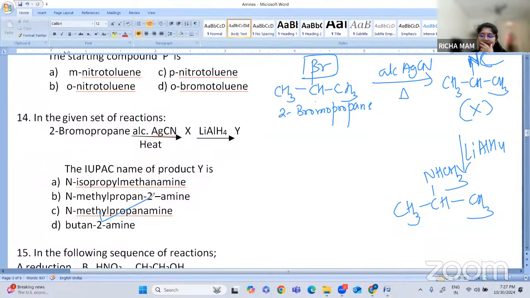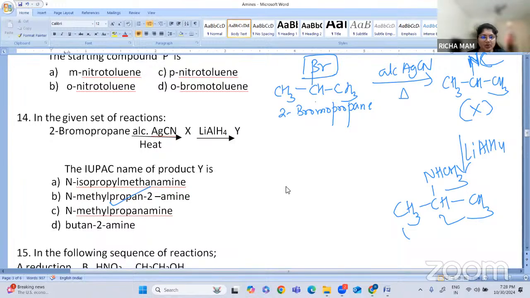So it is option B, N-methylpropan-2-amine. Understood? You have to follow the set of reactions that is given and find the answer. I hope it is clear.